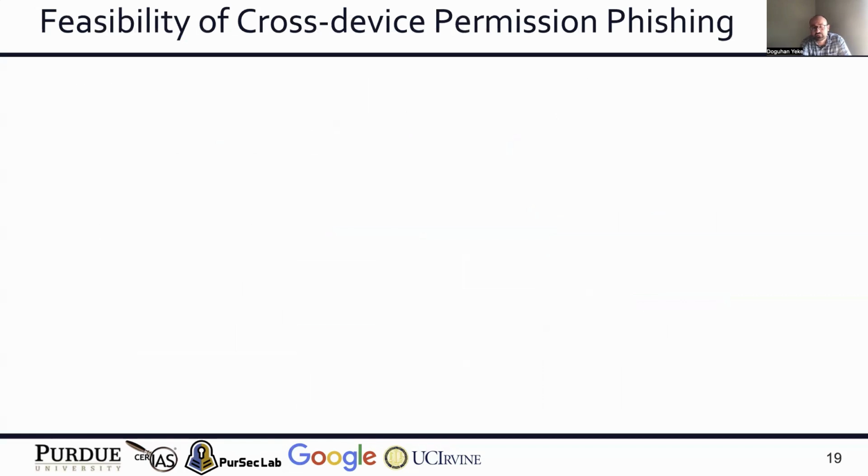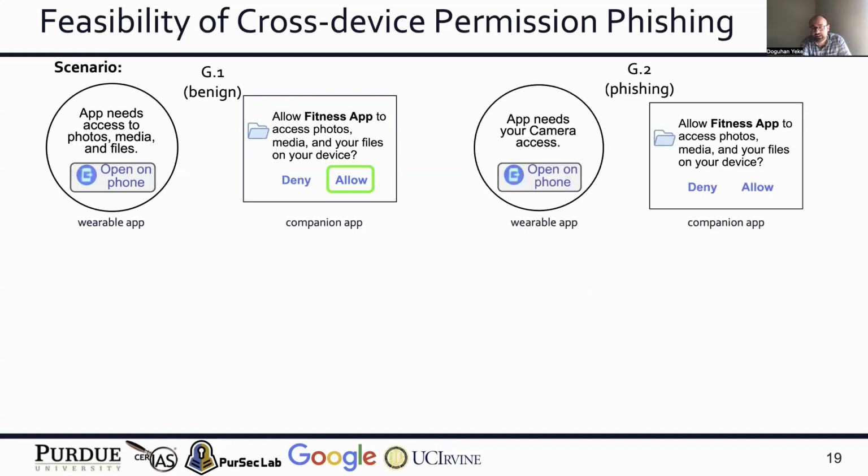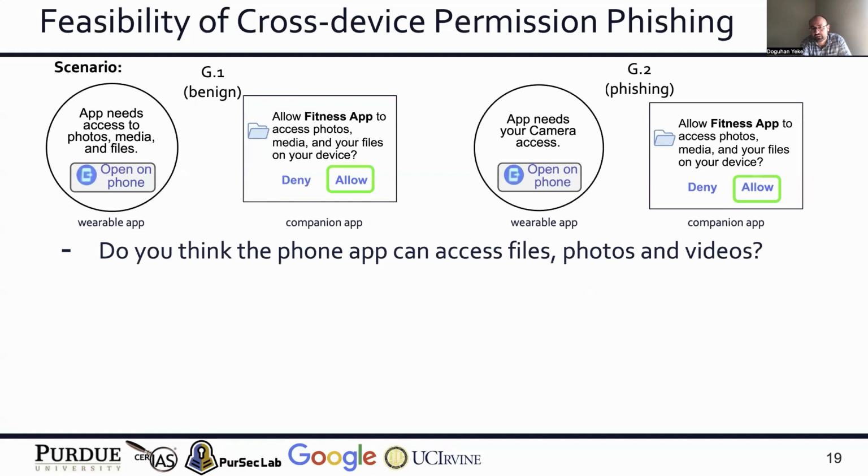To analyze this, we divided participants into two groups, the control group and the experimental group. In control group G1, the participant sees a redirection prompt which says the app needs access to photos, media, and files. And next, the user sees the permission and grants. In the experimental group, they see the app needs your camera access, they see the permission, and they grant. And at the end of this scenario, we ask, do you think the phone app can access files, photos, and videos?